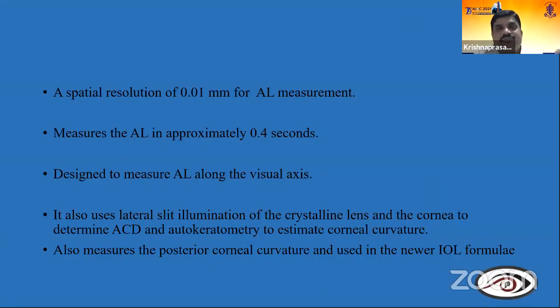These are a few salient features. It measures the axial length in almost 0.4 second, and is especially designed to measure the axial length along the visual axis. This is very, very important. It also uses a lateral slit illumination of the crystalline lens and the cornea to determine the ACD, anterior chamber depth, and autokeratometry to estimate the corneal curvature. It also measures the posterior corneal curvature. This is very, very important, which is very helpful in the newer IOL formulas.